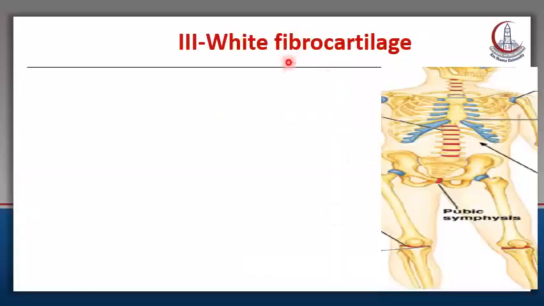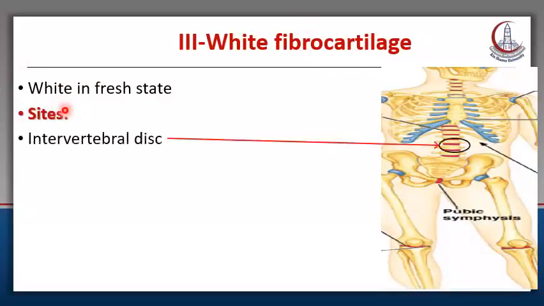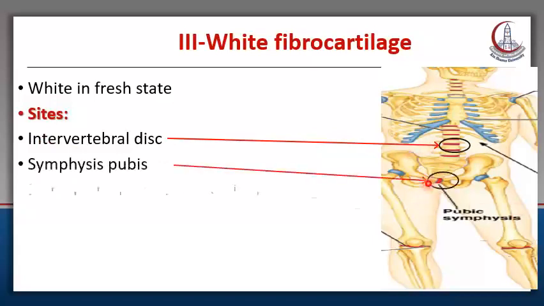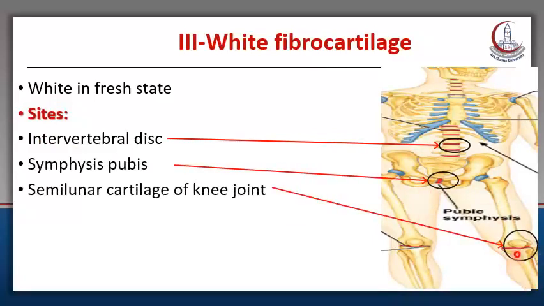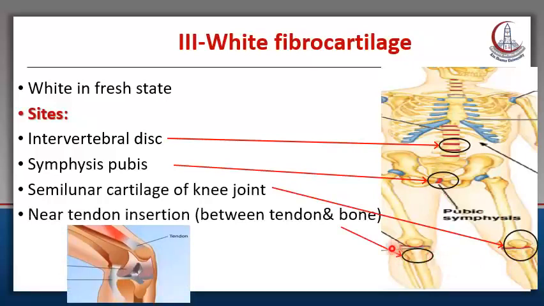The third type of cartilage is the white fibrocartilage. In the fresh state, it is seen white in color. It is present in sites that are subjected to severe stress and weight bearing, like the intervertebral disc, the symphysis pubis, the semilunar cartilage of the knee, and the site of insertion between the tendon and the bone. We know that the muscle is inserted in the bone by a tendon. The site of insertion of the tendon, or the junction between tendon and bone, is formed of white fibrocartilage.